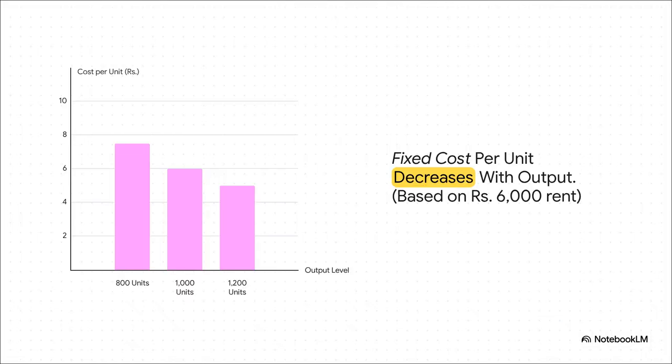Let me show you. So, let's say your rent is a fixed 6,000 rupees. If you make 800 tables, you have to spread that 6,000 across all of them. So each table carries 7.50 rupees in rent cost. But what if you get more efficient and make 1,000 tables? Now the rent cost per table drops to 6 rupees. And if you can crank out 1,200 tables, it's down to just 5 rupees per table. The more you make, the cheaper each individual item becomes. This is huge. It's the magic of economies of scale.